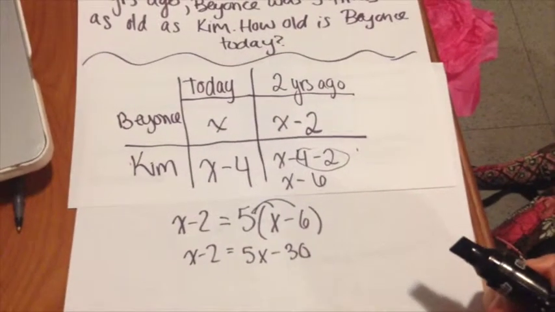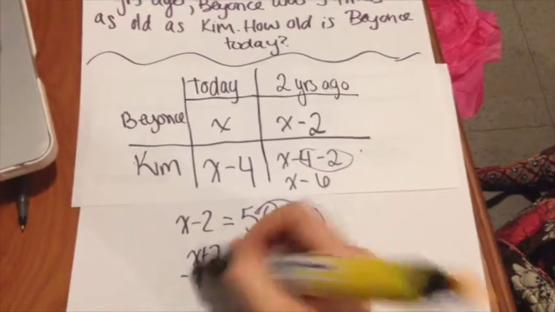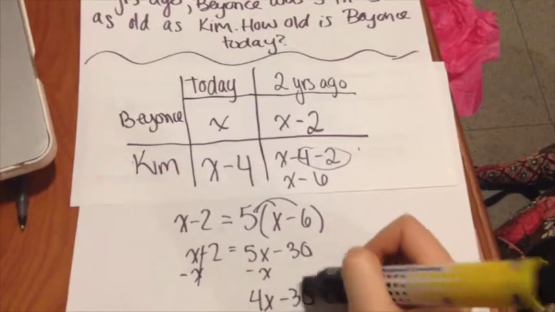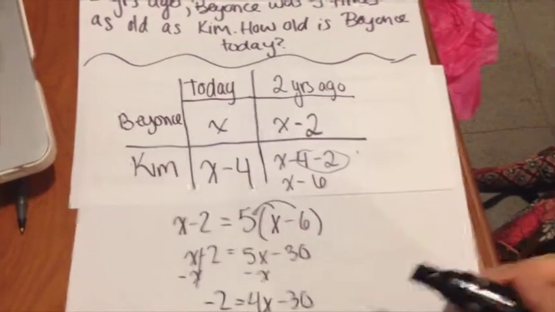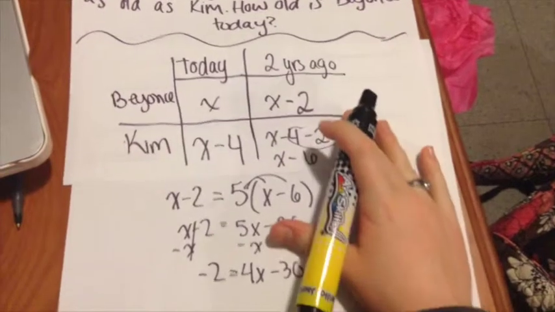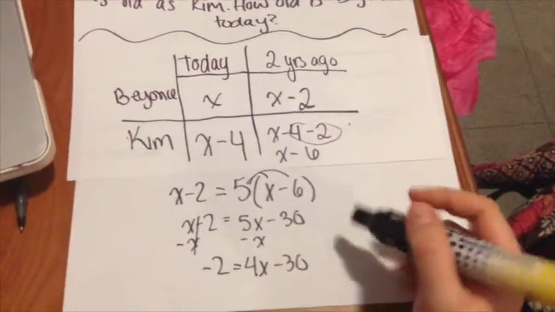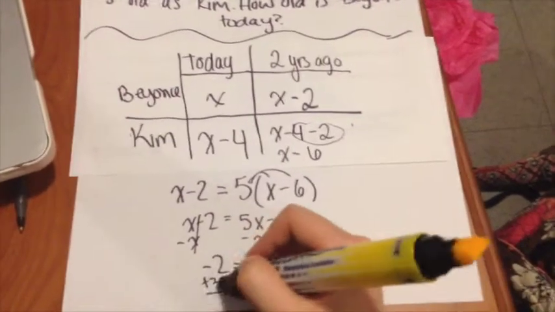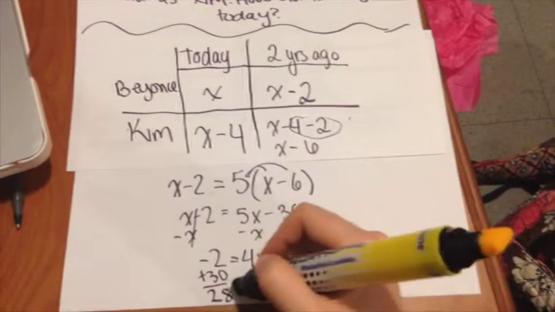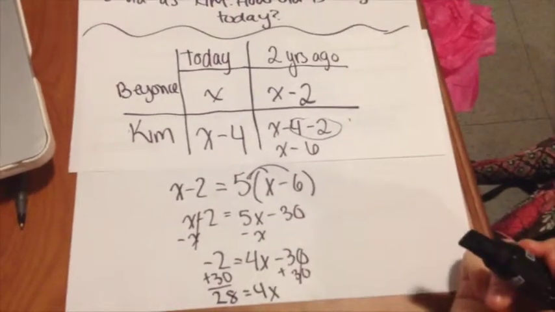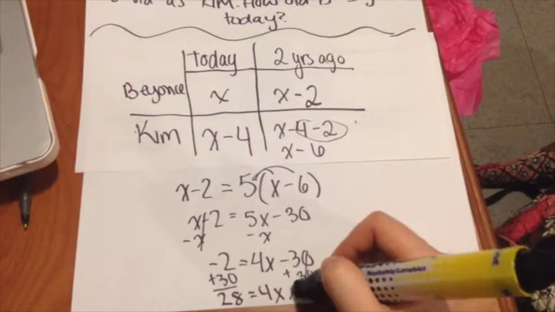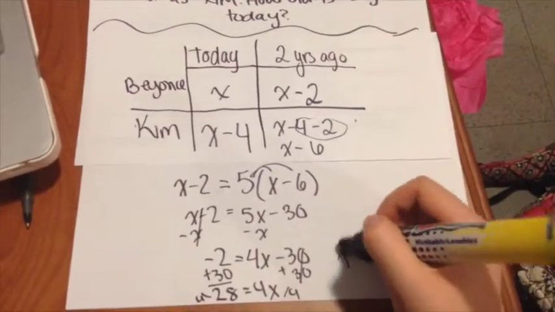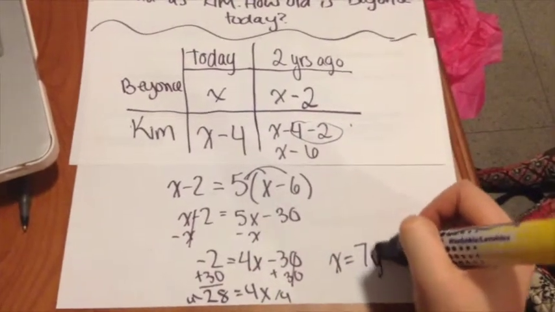Next, I would say let's get rid of that x all by itself over here. Minus x out so that we have 4x minus 30 on our right side and just minus 2 left on our left side, sorry about that. Now I would add my 30 to a negative 2, which gives me 28 equals 4x. When we divide 4 out of the 4x and 4 out of our 28, we're going to come up with x equals 7 years old.